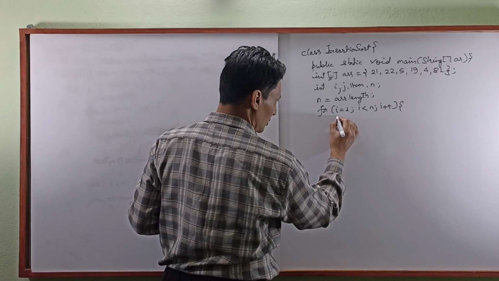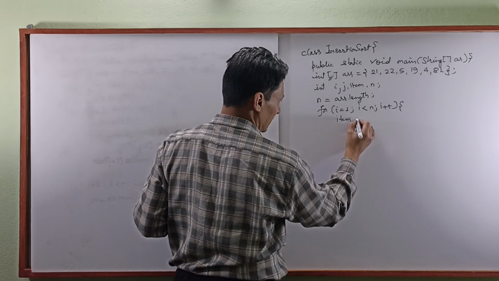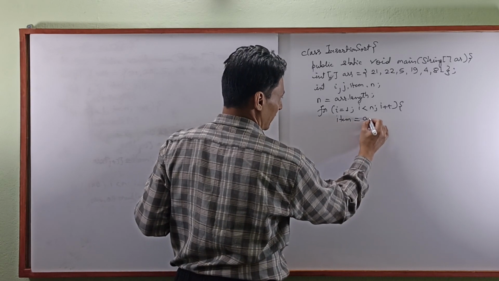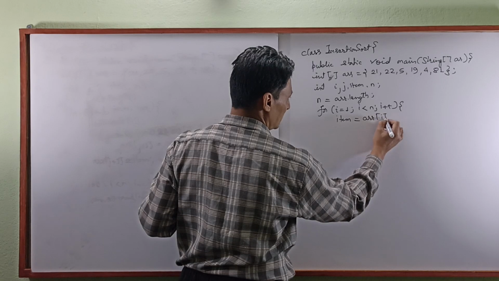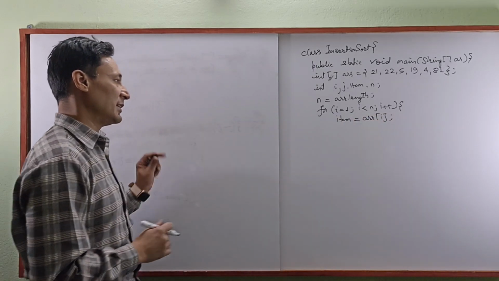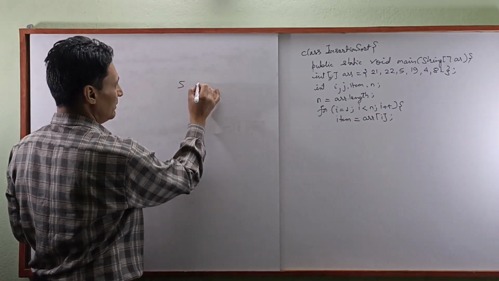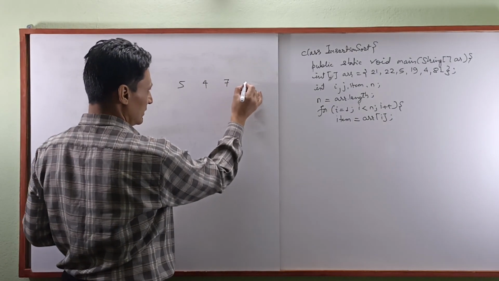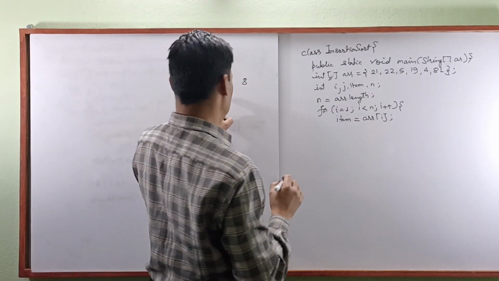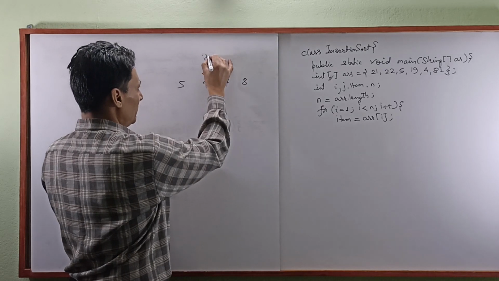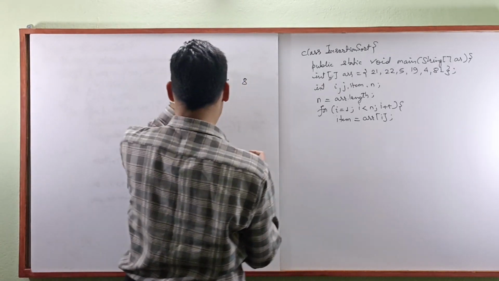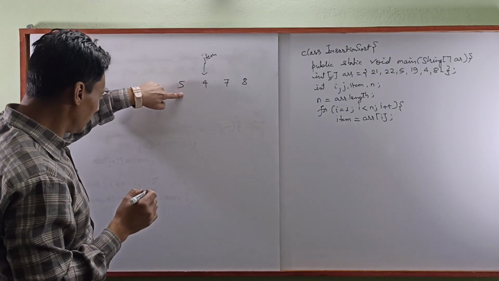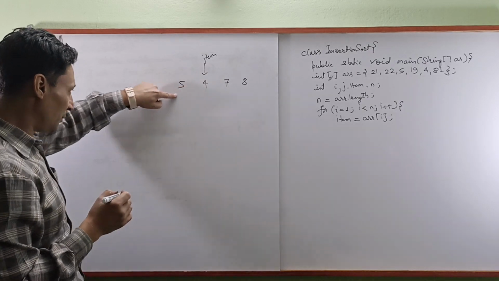Okay, now let's assign the second element here, arr[i]. Initially this will assign the second element. Now let's suppose the array is 5, 4, 7, 8. Now let's suppose this will be the item here. Now we will be comparing 4 with all the elements before 4.